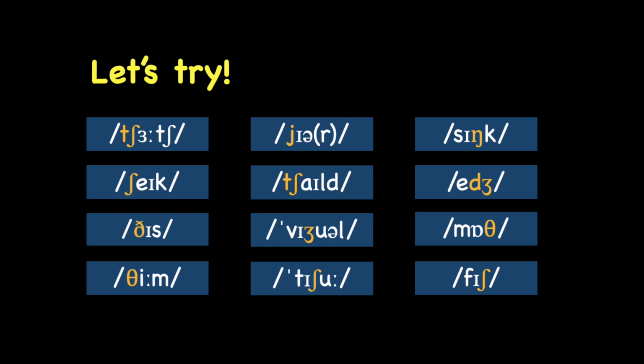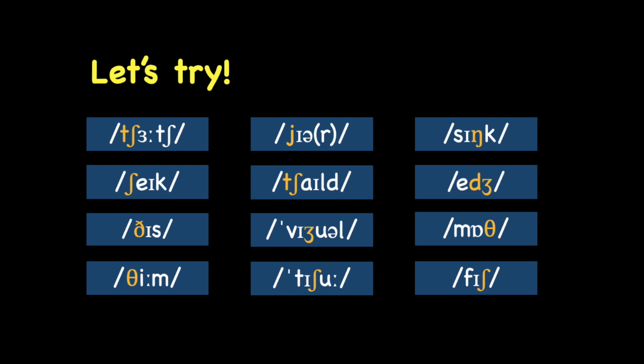What is the medial sound of the word visual? Visual. It's zh sound. Let's move on to number 8. What is the medial sound of the word tissue? Tissue. It's sh sound. What about the word sink? Sink. What is the medial sound? It's ng. Yes, the symbol representing the letters NG.